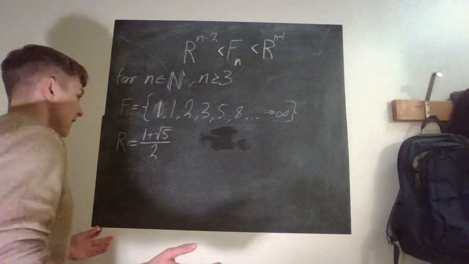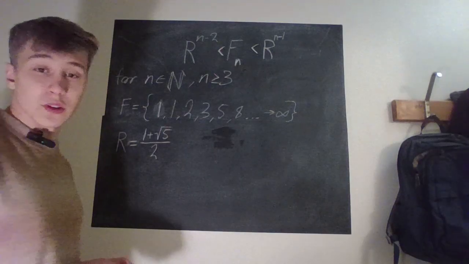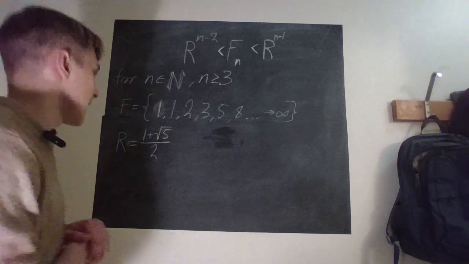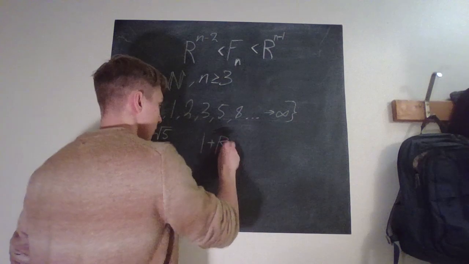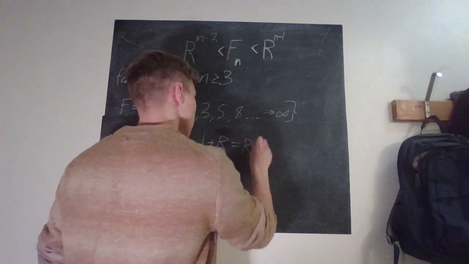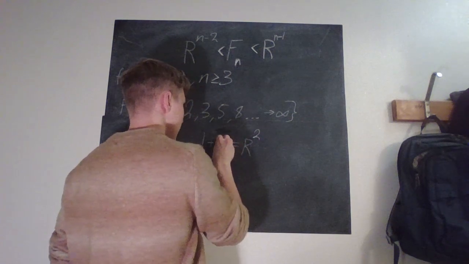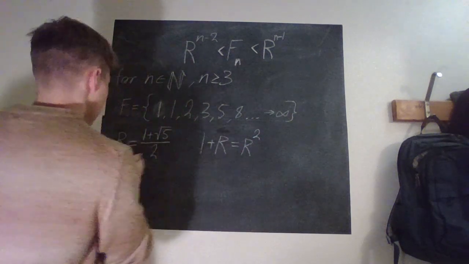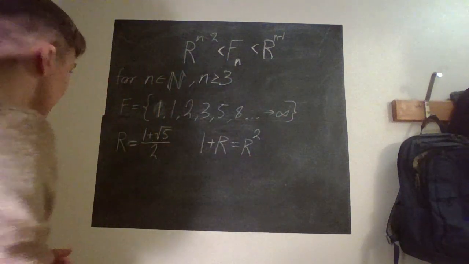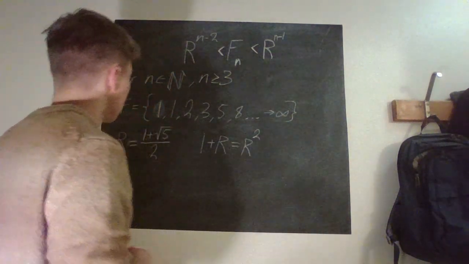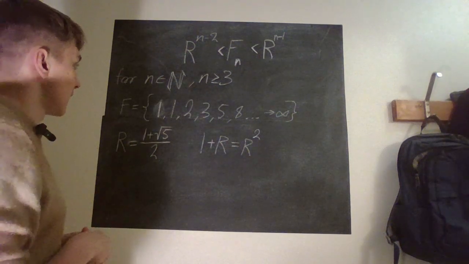Before we start with the induction hypotheses, I want to give you a property of the golden ratio: 1 plus the golden ratio is equal to the golden ratio squared. This is how you get the golden ratio, by solving this quadratic equation. So yeah, that was this. Okay, so now we need to start with the induction.